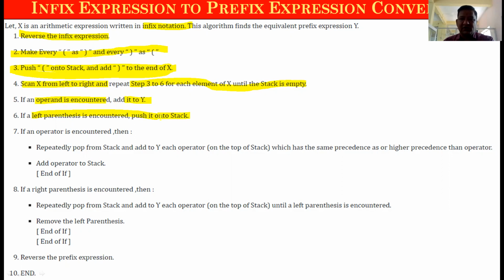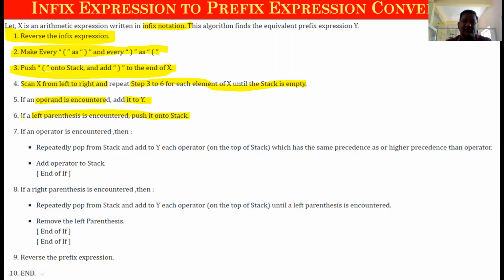The only difference is that in this you have to first apply step number 1 very carefully, and that is to reverse the infix expression. So everyone should make a note of this. The algorithm which we will use in this is the infix to postfix conversion algorithm, but prior to using that algorithm, you should first reverse your infix expression. That is step number 1. I think everyone should make a note of this very strictly.